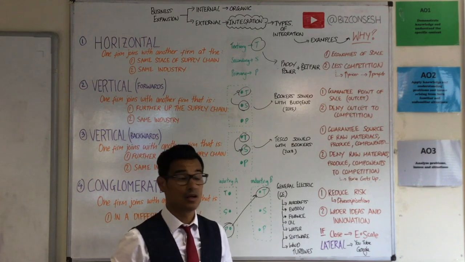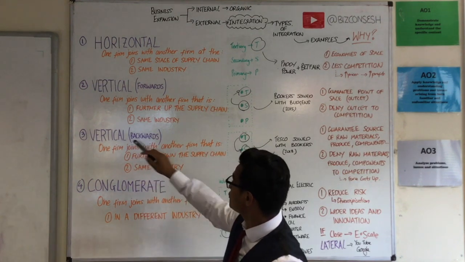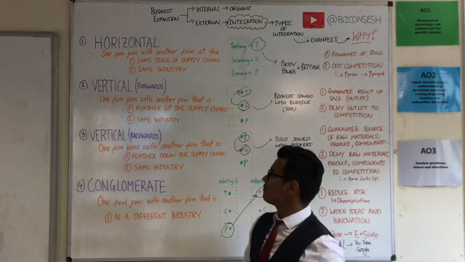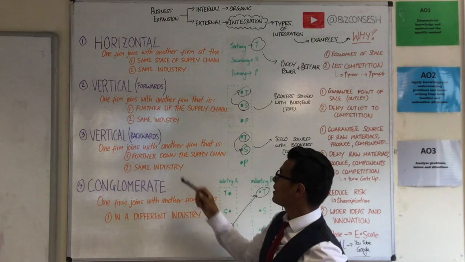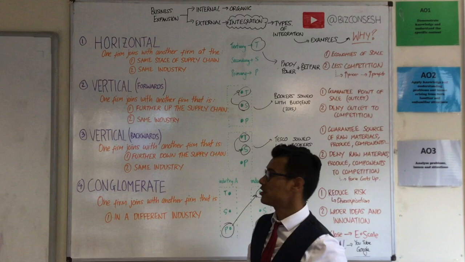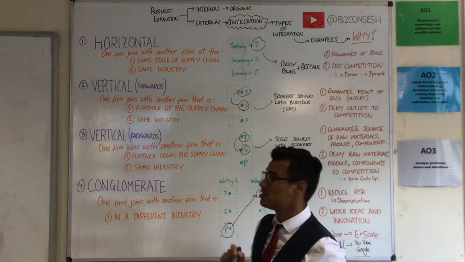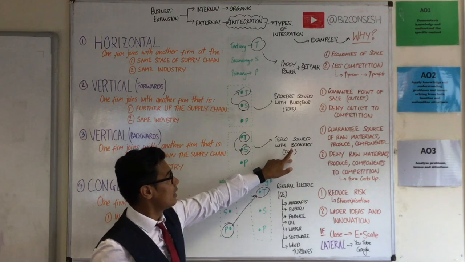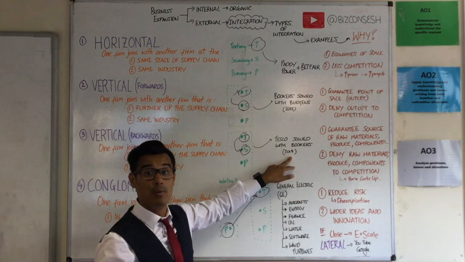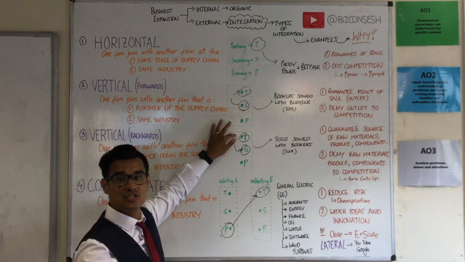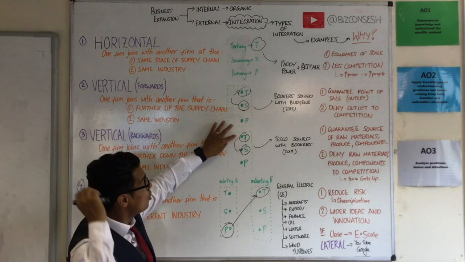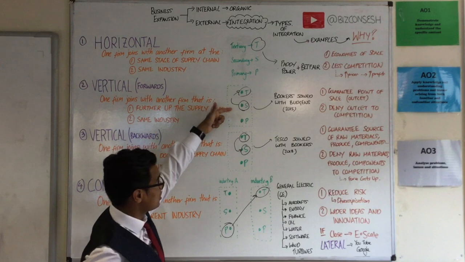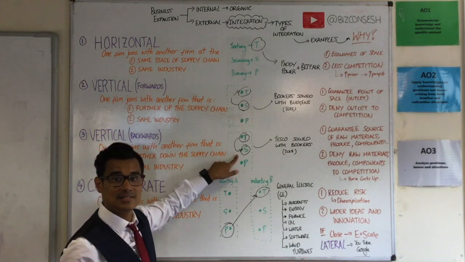Because think about now, if Booker's own Budgens, they can stop the rivals of Booker's in the secondary sector selling to Budgens. Number 3 is vertical backwards integration. So when one firm joins with another firm that is further down the supply chain, but also in the same industry. So an example of that is Tesco's in 2018 actually joined with Booker's. So Tesco's, the tertiary sector, they joined with Booker's, as we discussed there, which is in the secondary sector.